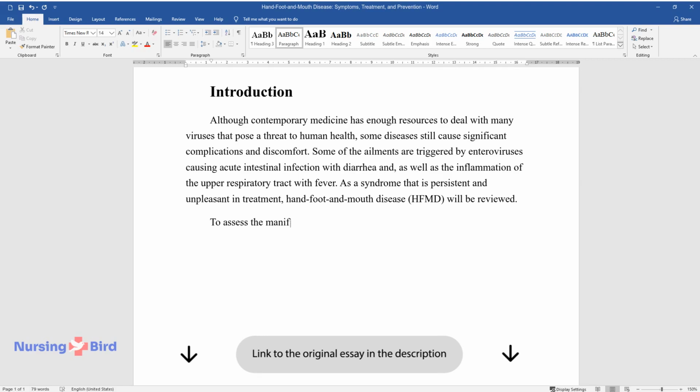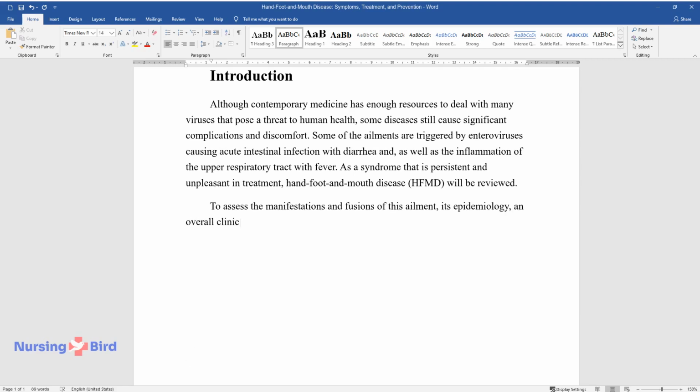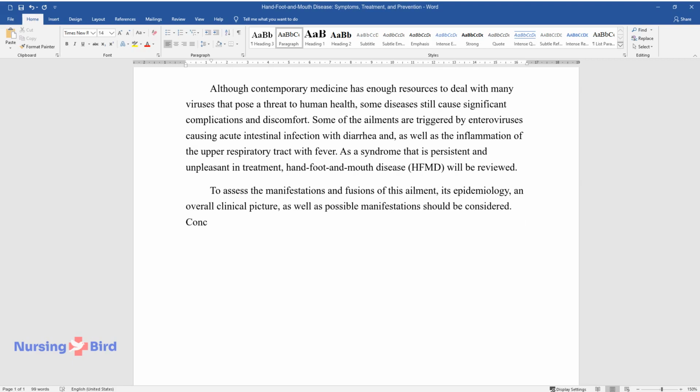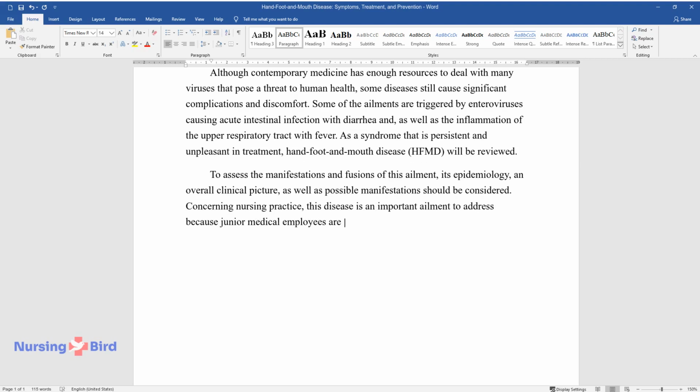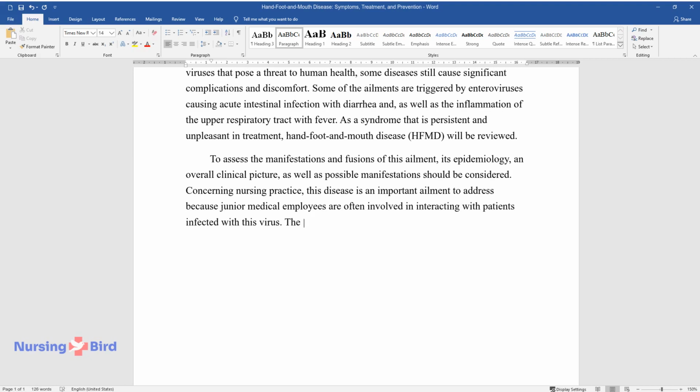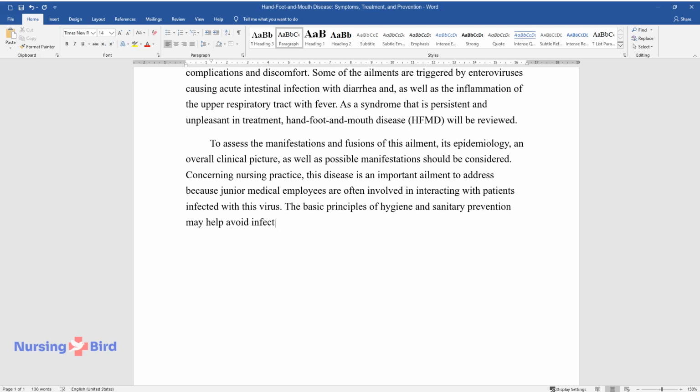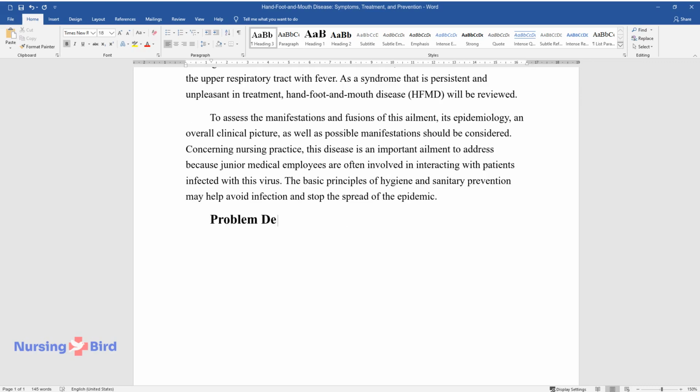To assess the manifestations of this ailment, its epidemiology, and overall clinical picture, as well as possible complications, should be considered. Concerning nursing practice, this disease is an important ailment to address because junior medical employees are often involved in interacting with patients infected with this virus. The basic principles of hygiene and sanitary prevention may help avoid infection and stop the spread of the epidemic. Problem description.